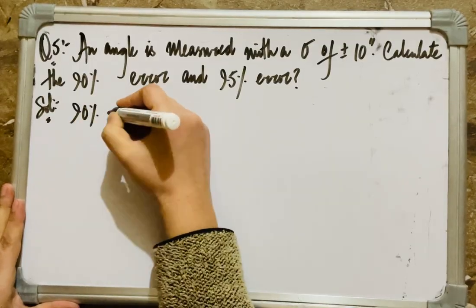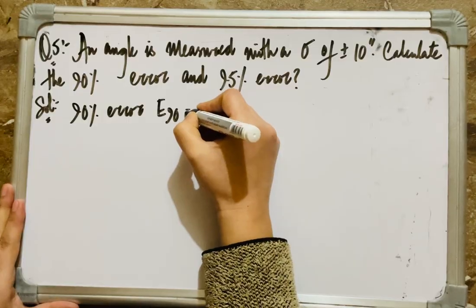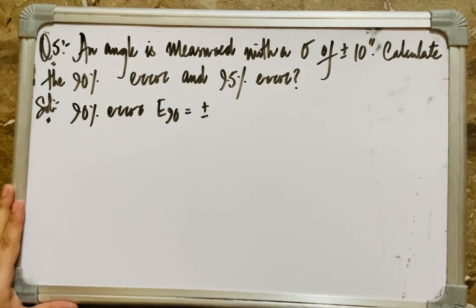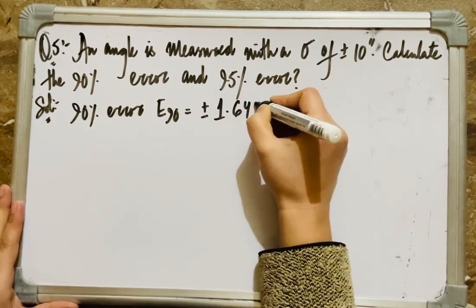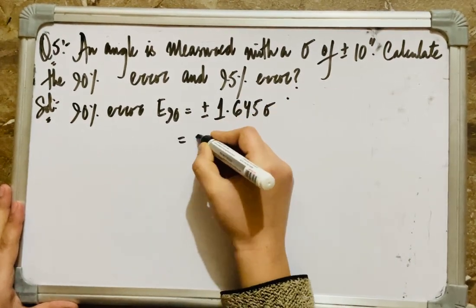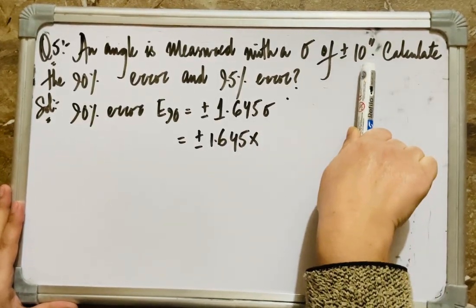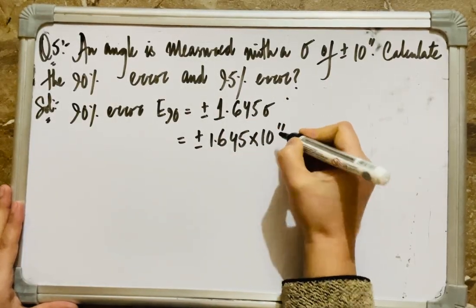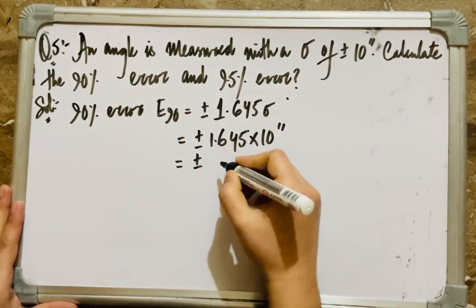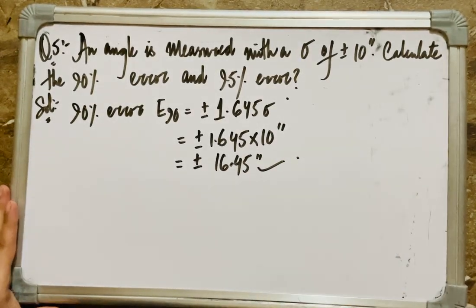The 90% error is expressed as E90 and is equal to how much? Plus minus 1.645 times the standard deviation. The standard deviation is already given in the question, that an angle is measured with a standard deviation of plus minus 10 seconds. So my E90 is equal to 16.45 seconds. All right, moving on to the next part.